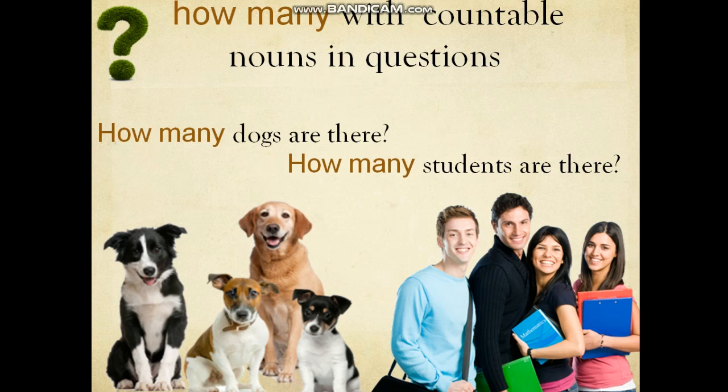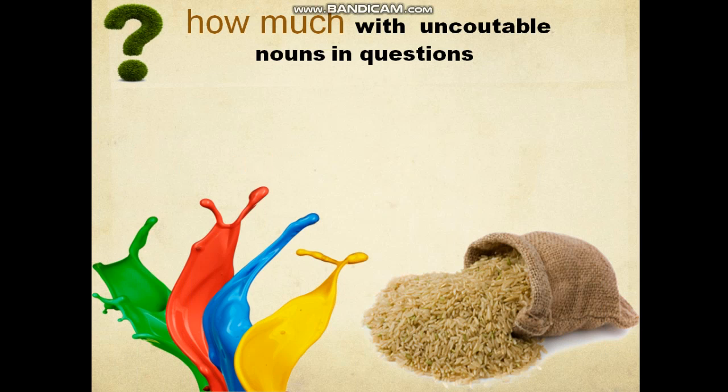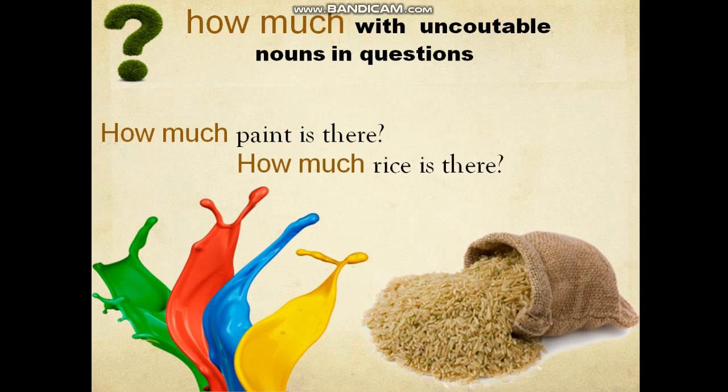The next is, how many students are there? There are 4 students. We use how many if the object is countable. If the object is uncountable, we use how much. Example, how much paint is there? And how much rice is there?